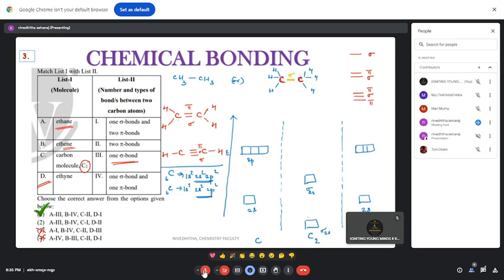Among these two sigma 2s orbitals, which has lower energy? This one. So this is called the bonding molecular orbital, and this has higher energy, so this is called the anti-bonding molecular orbital. Always represent the anti-bonding molecular orbital with an asterisk sign. Okay, that's it. So I'm going to connect all those atomic orbitals and molecular orbitals together.